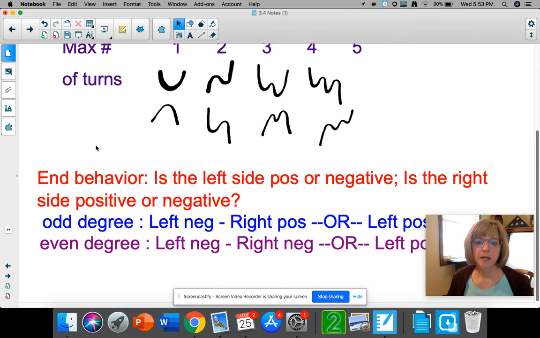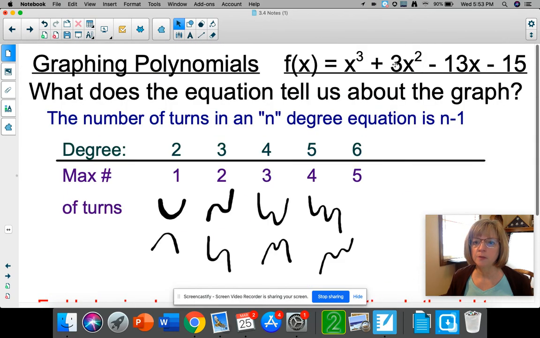So let's look at this equation that I started with. We know it's a cubic equation, so it has a maximum number of 3 zeros. It's got a maximum number of 2 turns. And because it's odd, it's going to start in an opposite fashion than it ends. If the left side's negative, the right side's positive, or if the left side's positive, the right side's negative.